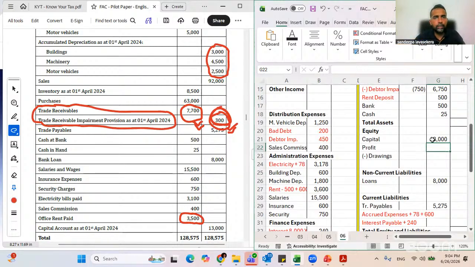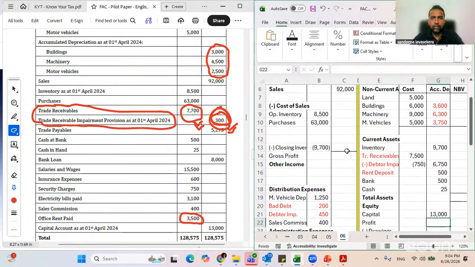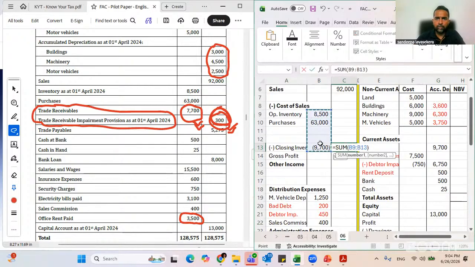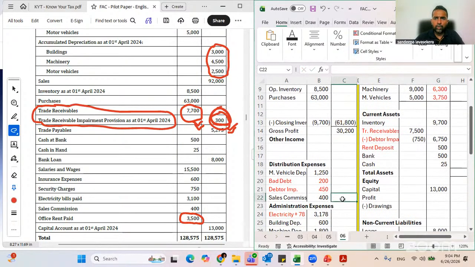Right. We're done with taking the balances. Now we need to finalize. Take the cost of sales. We will deduct 61,800. Take the gross profit, 30,200.